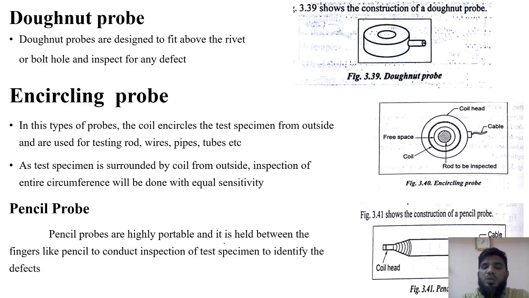Next is pencil probes. Pencil probes are highly portable. Portable means it can be used anywhere. It can be carried from one place to another, and it is held between the fingers like a pencil. Holding this, we can move it to inspect any surface.